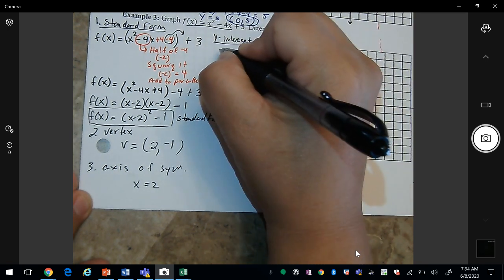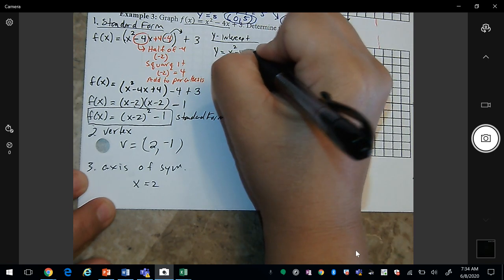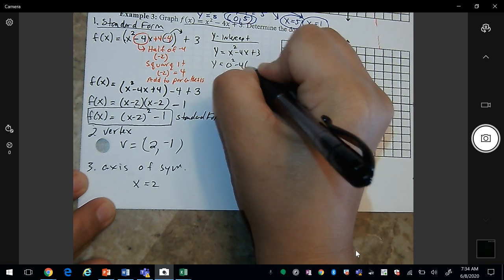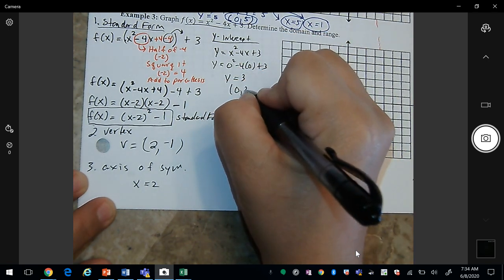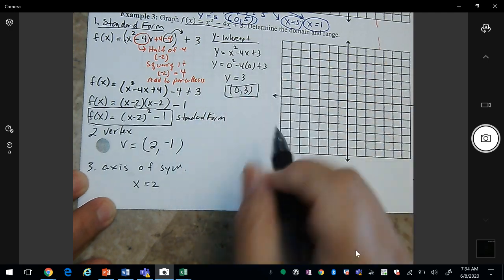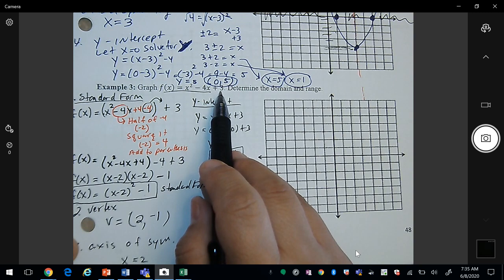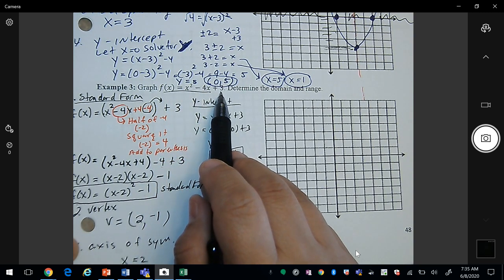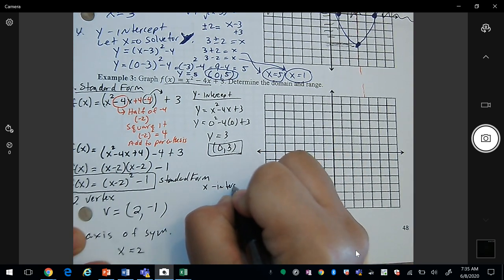The y-intercept, we let x equal 0, so y is equal to 3. Notice here that you get 3, and in the equation, that's our letter c. So when it's in this form, we can say that this is going to be your y-intercept. And then last, your x-intercepts.